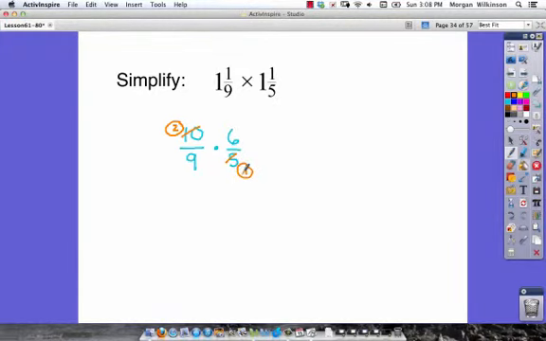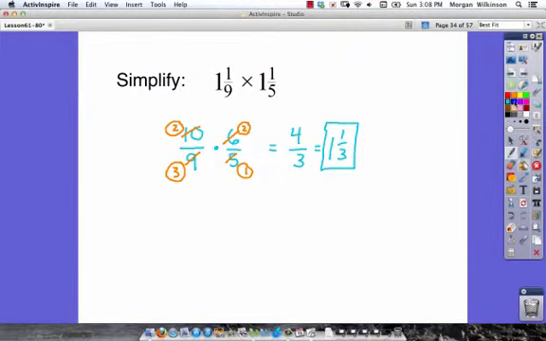Now we can also see there's a 6 and a 9. Both of those are divisible by 3. So 6 divided by 3 is 2, and 9 divided by 3 is 3. So we've simplified everything before we multiply. Let's see what our answer is. We get 2 times 2, that's 4. We get 3 times 1, that's 3. And we know 4/3 is equal to 1 1/3. So we have our final answer. This was the easiest way we could have done the problem.